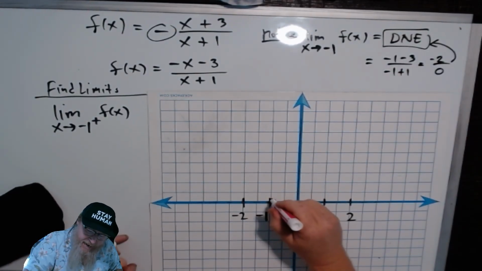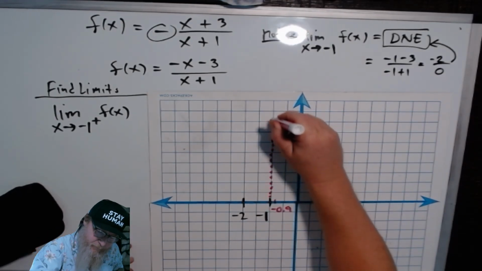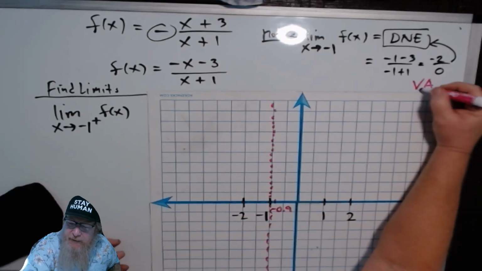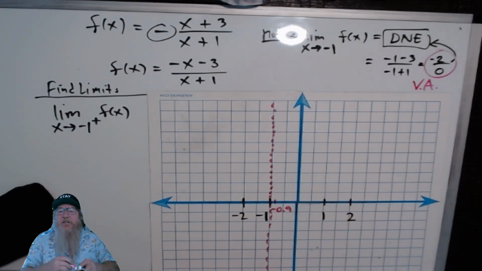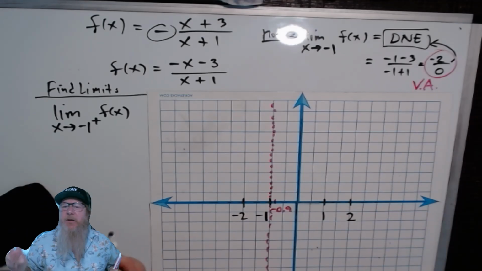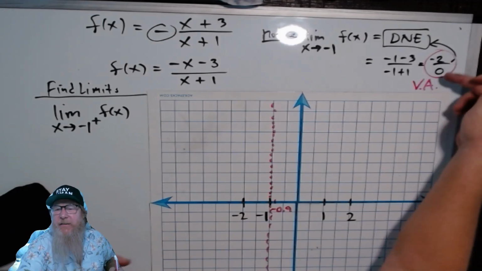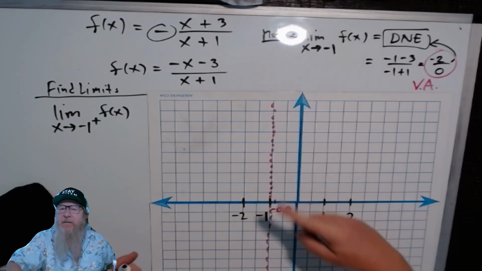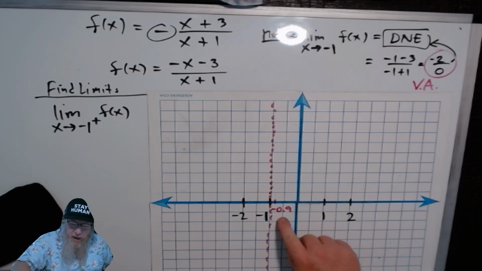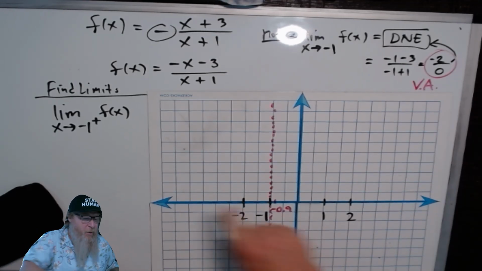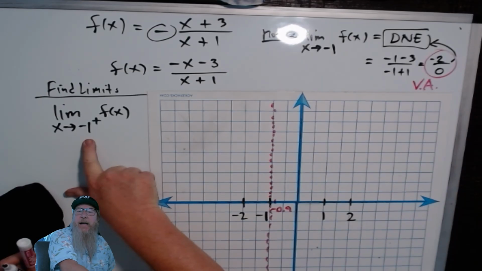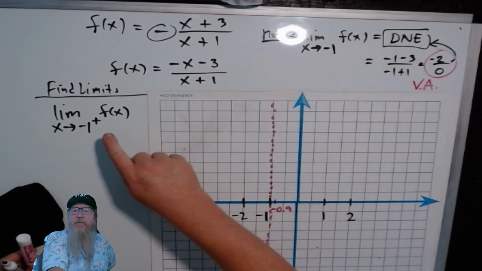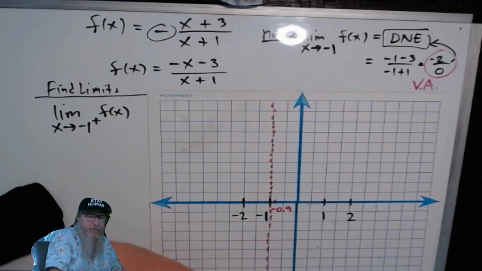So I know there's an asymptote here. We call that a VA. In the last video, I called that case 2, the vertical asymptote case. It's a constant divided by 0. That's a vertical asymptote. But what I don't know is whether it's going up or down. So if I plug in a number very close to negative 1, I can't actually plug in negative 1 or I'm going to get DNE.